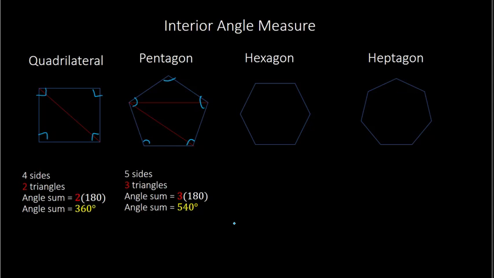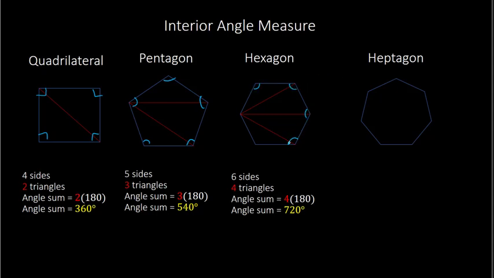So look for the pattern as we continue on. A hexagon has 6 sides, and if we create different diagonals, we would have 4 different triangles created. Each triangle is 180 degrees. I do 4 times 180 to get 720 degrees. So if I add all these angles together, the sum of those angles would equal 720 degrees.